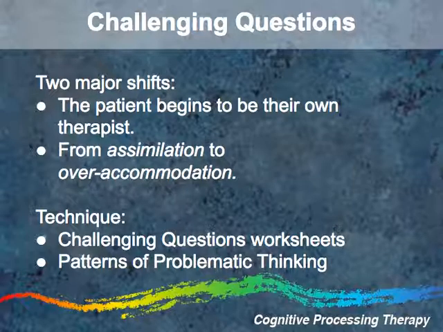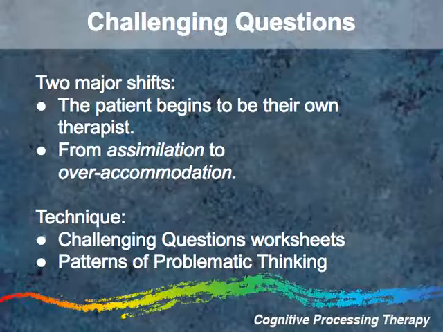The second shift is from assimilation to over-accommodation. But how does this shift happen? Well, over-accommodated beliefs develop in an attempt to feel safer. The patient will adopt these attitudes in order to feel safe and away from danger. But as a result, it also isolates them from other people and keeps them remaining fearful.